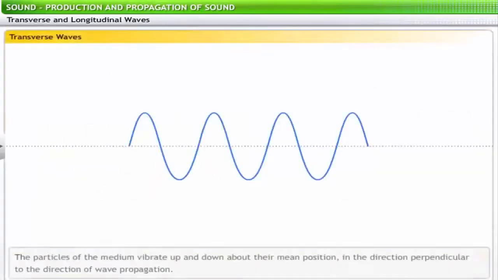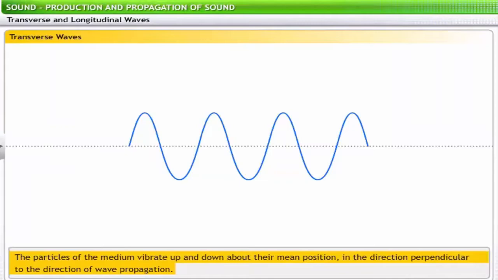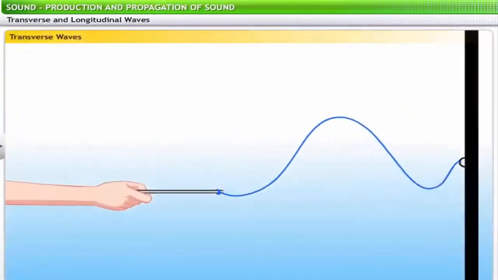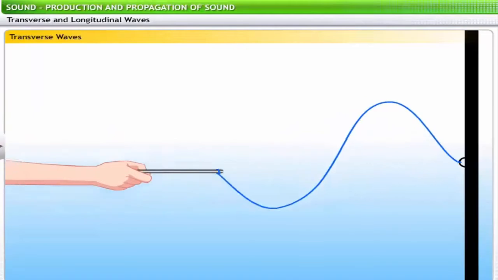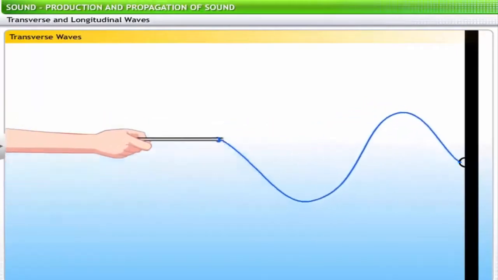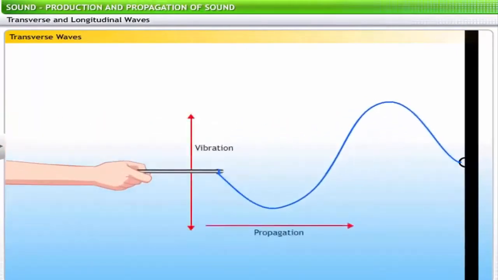In transverse waves, the particles of the medium vibrate up and down about their mean position, which is in the direction perpendicular to the direction of wave propagation. When we fix one end of a string and vibrate the other end in a direction perpendicular to the length of the string, the wave pattern that is seen is that of a transverse wave.